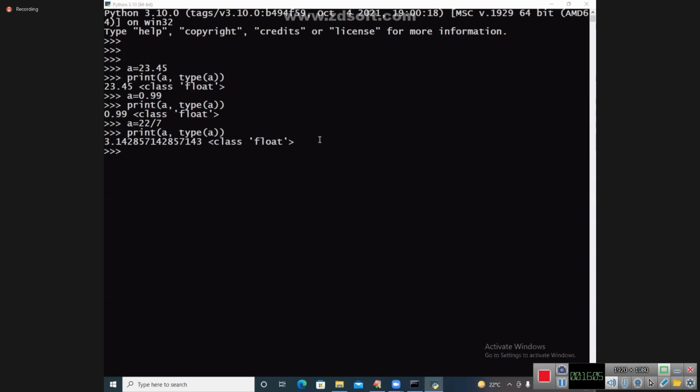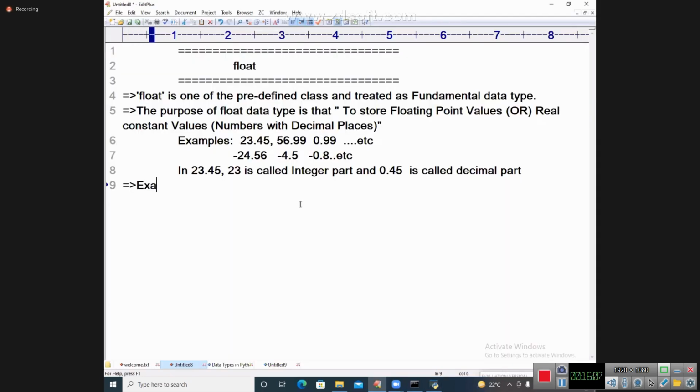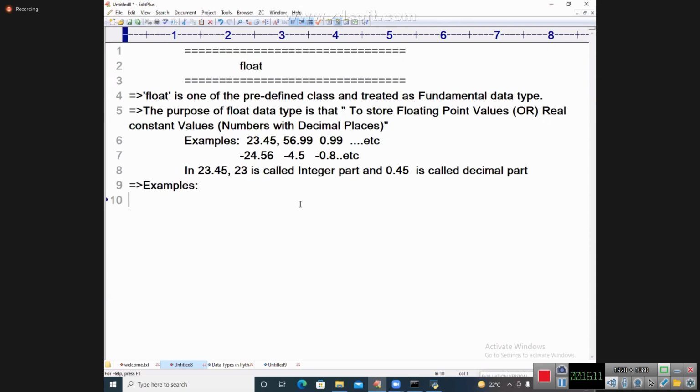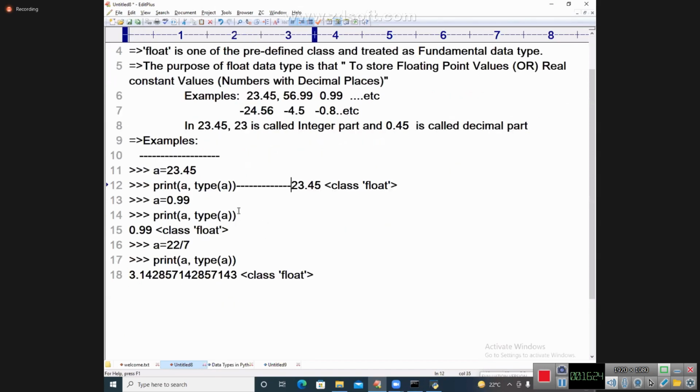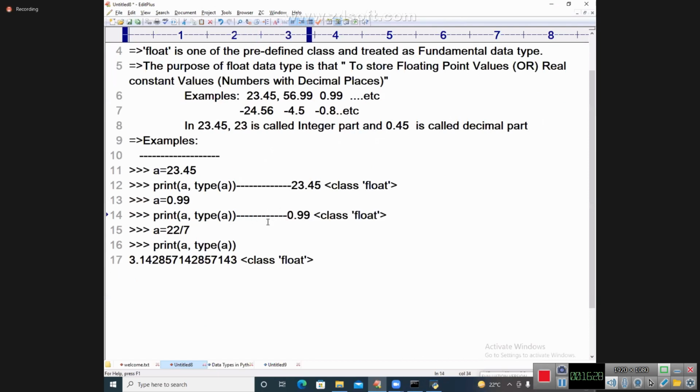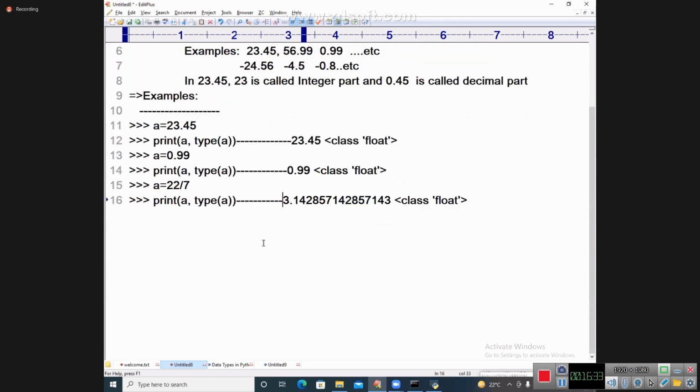See, my dear students, coming to this example section, I'm going to give you an example. Here I'm going to write it. Say, here I'm going to say 23, and type of A is done, and 0.99 is done like this. Fine. And this value is going to be taken like this, right?